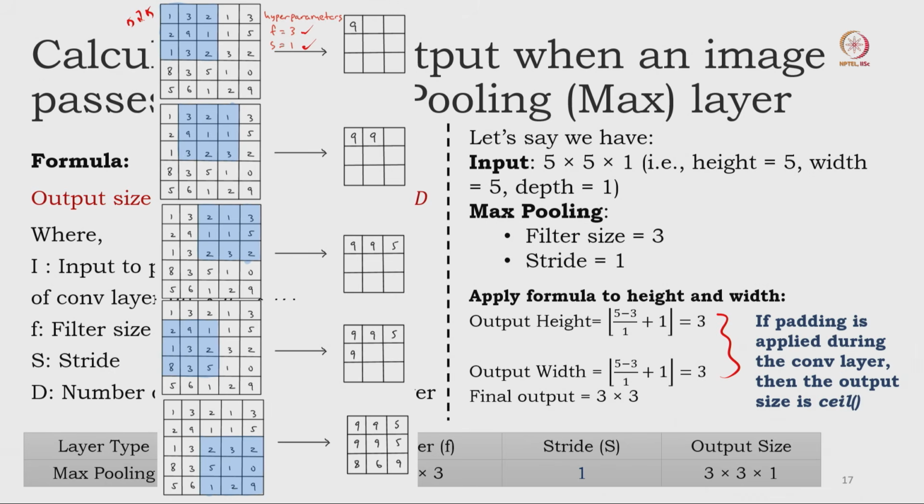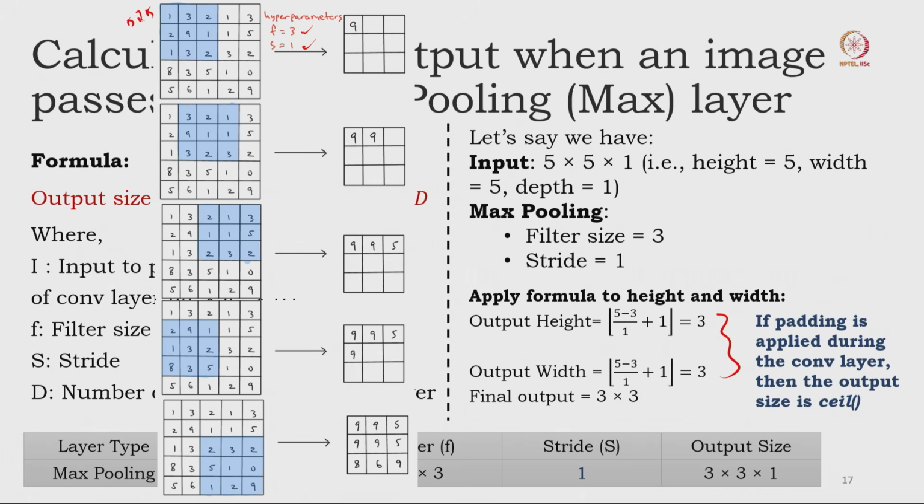Now, what if padding is applied for a convolutional layer? What you have seen so far is where padding is not applied. Suppose padding is applied for a convolution, everything will remain the same, but instead of a floor it is a ceil of it. Okay. So, what is ceil? The ceil is the next highest integer number.